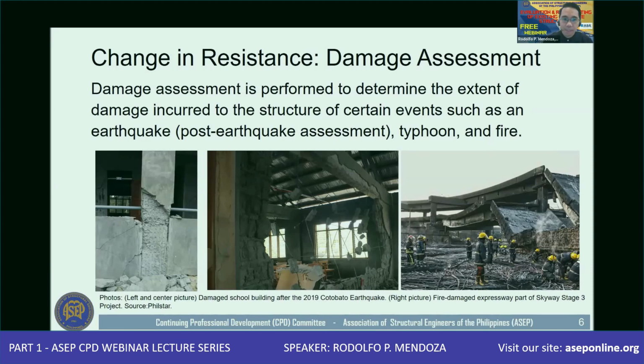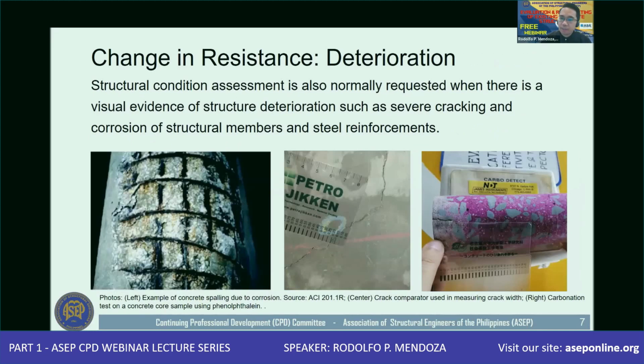Some examples given in the slides are some of the damage observed in a school building after an earthquake, in the 2019 Cotabato earthquake, and a fire damage part of the Skyway 3 project. Now, structural evaluation is also conducted whenever there is a change in resistance because of the deterioration of the structure.